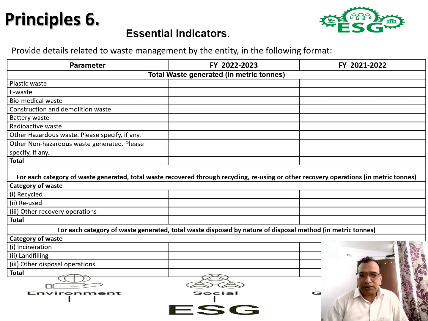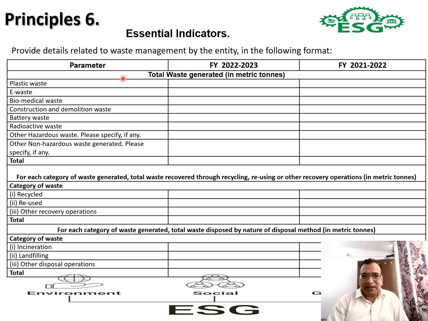Now under Principle 6, the waste generation has been categorized under the essential indicators. So under essential indicators, it says: provide details related to waste management by the entity in the following format. So they have already given a format for declaration of waste management.